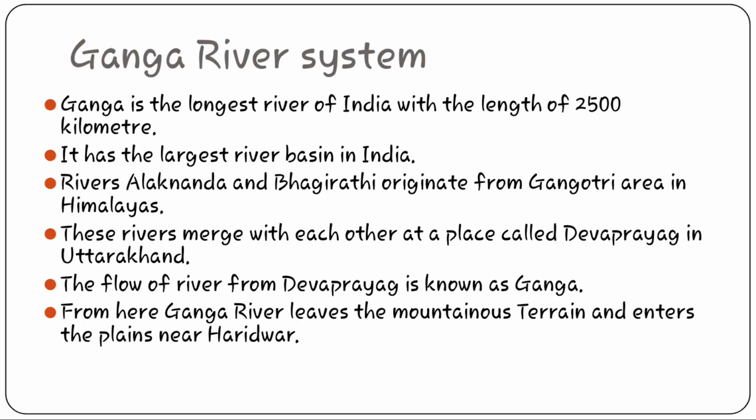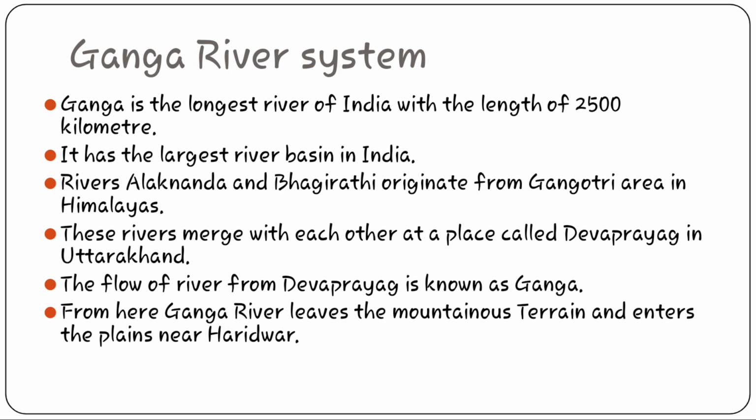Second Himalayan river is the Ganga river system. Ganga is the longest river of India with a length of 2500 km. Come to page number 117. It has the largest river basin in India. Rivers Alaknanda and Bhagirathi originate from the Gangotri area in the Himalayas. These rivers merge with each other at a place called Devaprayag in Uttarakhand.